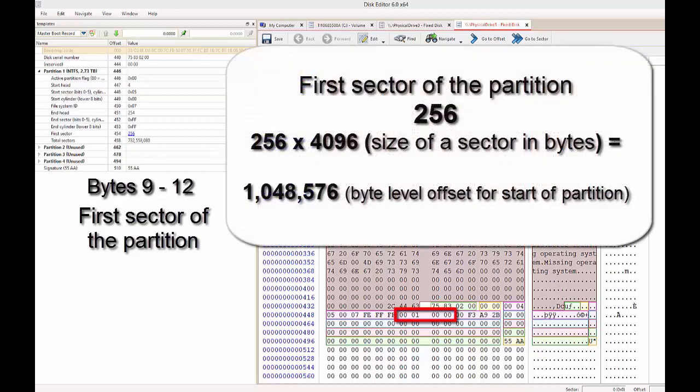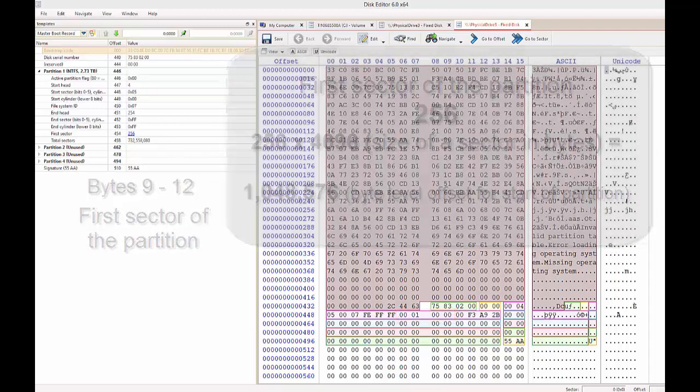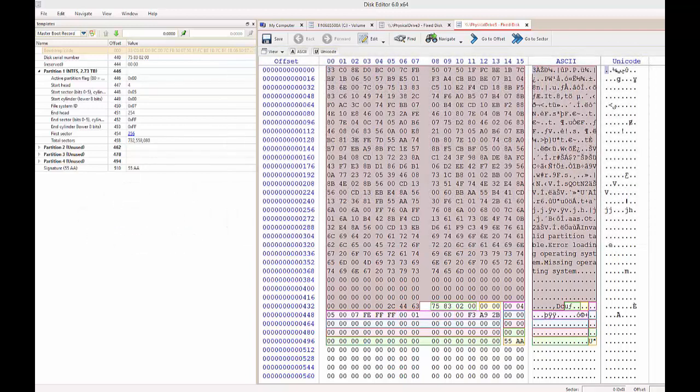To calculate the exact byte offset in memory where sector 256 begins, we simply multiply 256 by the size of the sector, which in this case is 4096 bytes. If we multiply 4096 by 256, we get 1048576. This is the byte level offset where sector 256 begins. What you will find at this location is the volume boot record. That topic will be covered in a separate video.